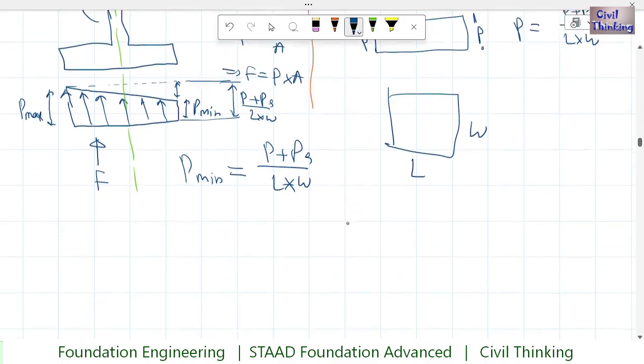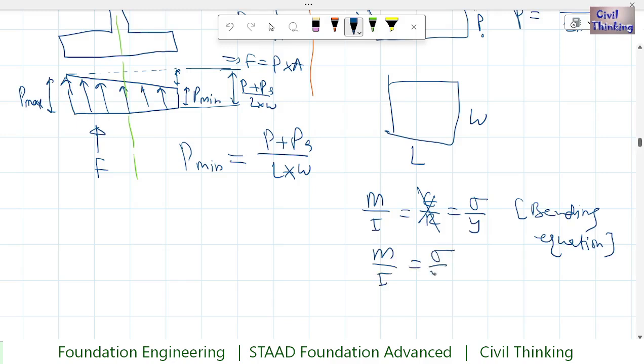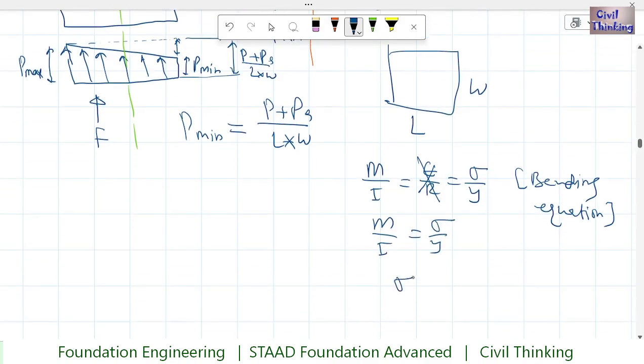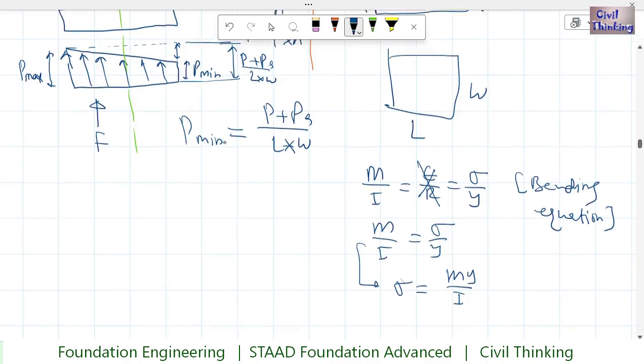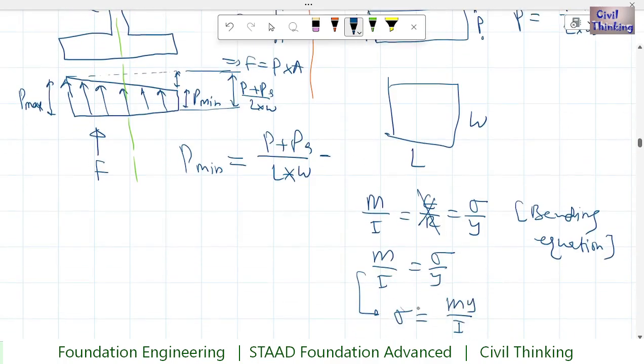So we know the equation of bending, M by I equal to E by R equal to sigma by y, right? This is the bending equation, okay? Now we don't need this part, so we get this. Now this sigma is the stress or the pressure, okay? So we get stress to be this, right? So this is the stress because of the moment M, okay? So here this part is minus My by I, okay?